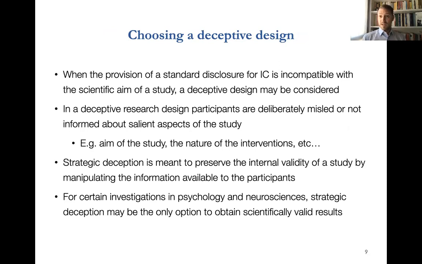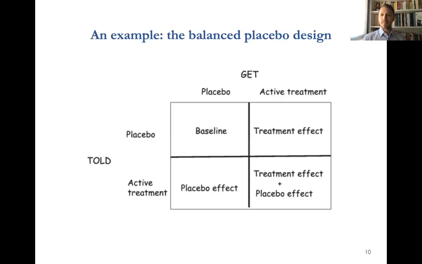So these kinds of strategic deceptions or omissions are meant to preserve the internal validity of the study by manipulating the information available to the participants. And for certain investigations in psychology or neurosciences or in placebo studies, strategic deception may be the only option to obtain scientifically valid results under certain circumstances. So you see, deception sometimes is needed really to obtain valid results.